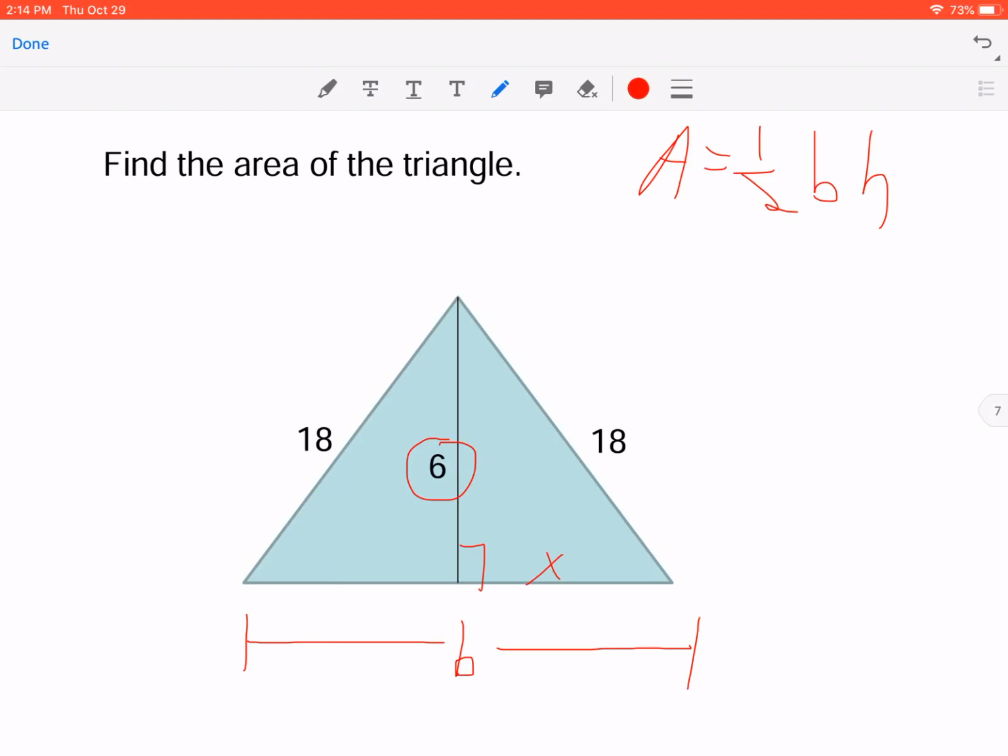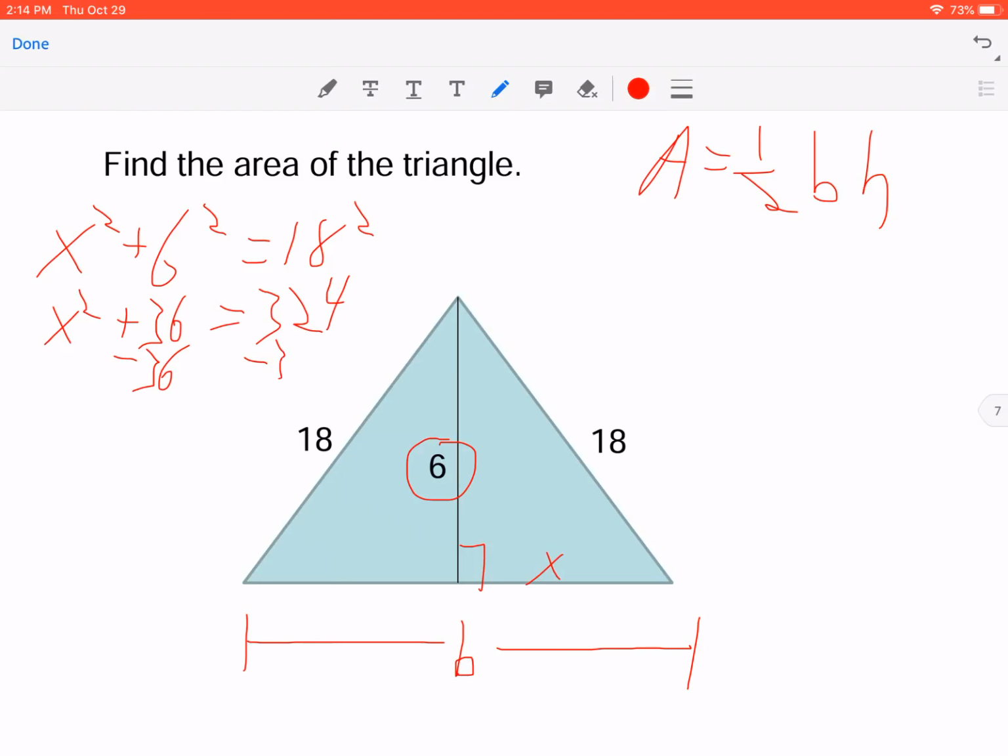All right? Same thing. Let's use the Pythagorean theorem. X is a leg. X squared plus 6 squared equals 18 squared. And again, just work it out. You can use your calculator. 18 squared is 324. Subtract 36 and then take the square root. It's always the same thing. All right, so x squared is equal to 288. Take the square root of that.